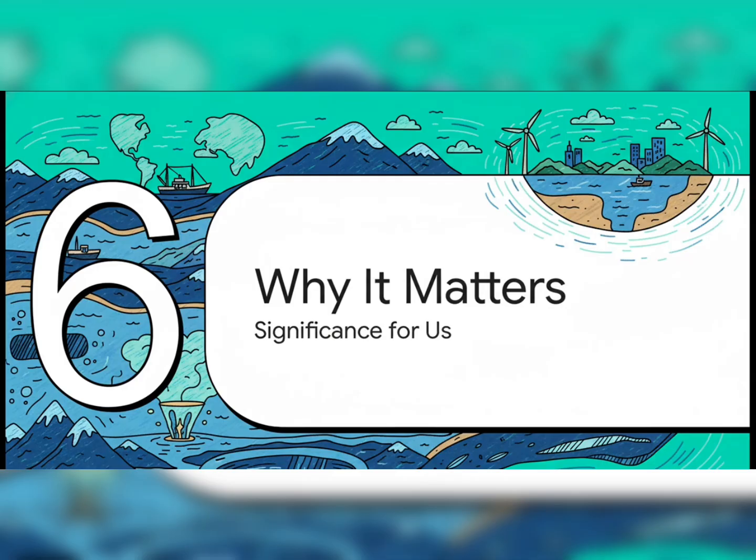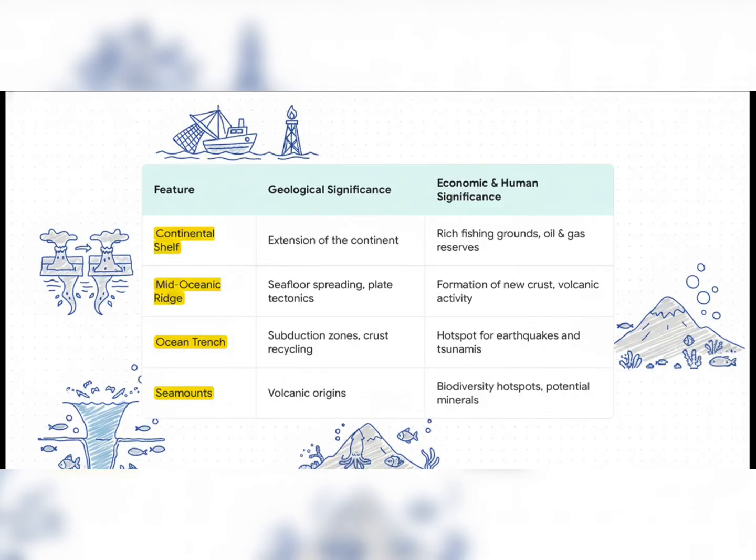Okay, so we've seen all these amazing extreme landscapes. But so what? Why does any of this matter to us living up here on the surface? Well, it matters a whole lot. This really pulls it all together. You can draw a direct line from this deep sea geology to our lives. The continental shelf? That's where we get so much of our fish, oil, and gas. The mid-oceanic ridges? They're literally moving the ground beneath our feet. The trenches? They pose major earthquake and tsunami risks. And those remote seamounts? They're hotspots of life and could be future sources for critical minerals. Every single feature has a direct impact on us.